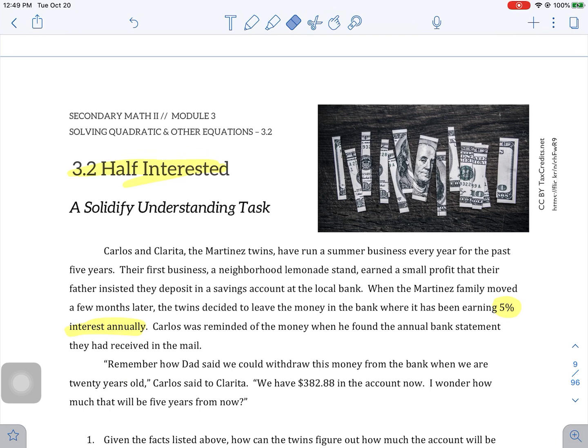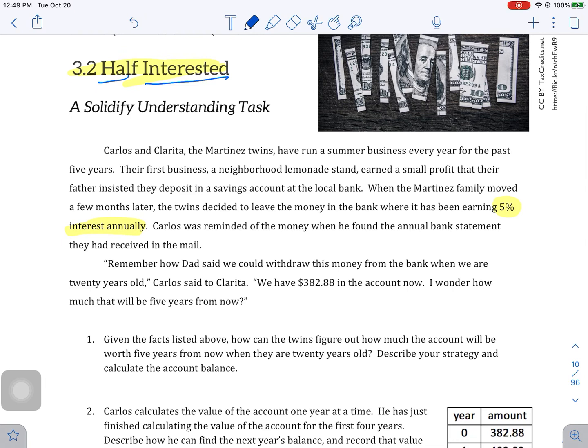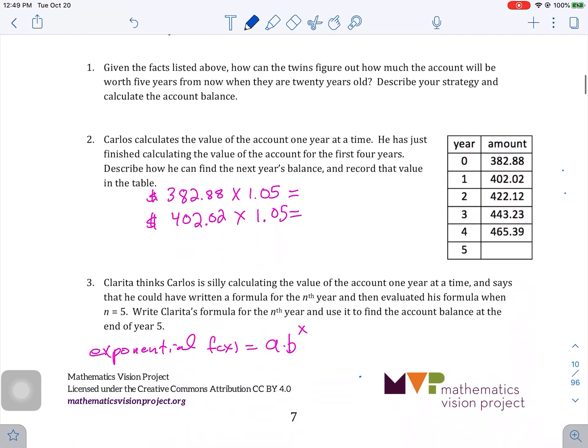So this one is 3.2, task 2. It's called Half Interested. Interested in terms of money, likely. The scenario is a 5% annual interest. And from that 5% annual interest, you can calculate what it is after 5 years by multiplying by 1.05. In fact, that's what's happening each time, because it's 1 plus the 0.05 interest that you're multiplying by. Okay, so each of these is a multiplication of 1.05.